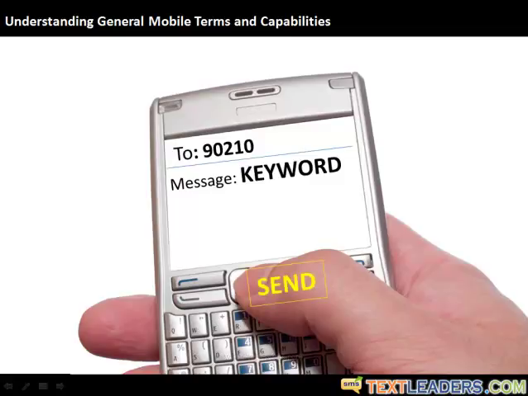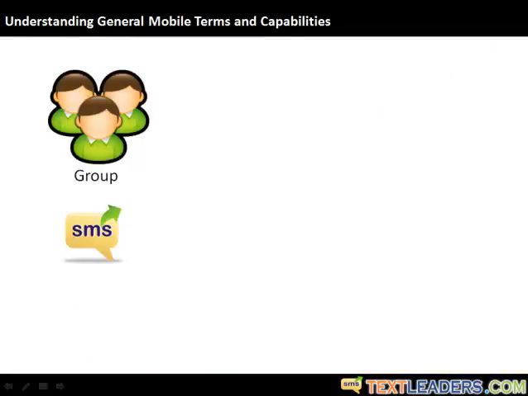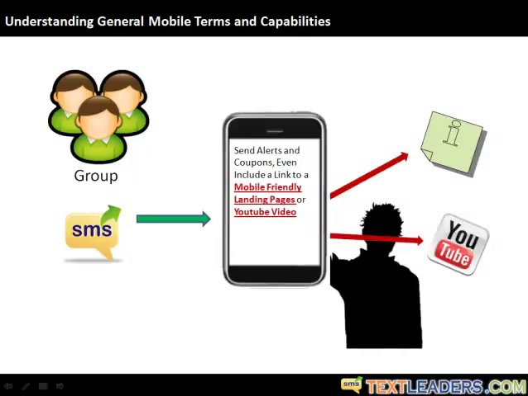So when someone hits send with that keyword sent to 90210, it automatically adds them to a group. And this starts up your iZigg system. The person is added to the group, an SMS message is sent, and that can include just text with an alert, a coupon, but it can also include a mobile-friendly landing page or a link over to a YouTube video. So this person, of which 95% get this text message, can now watch your video or view some pictures online.